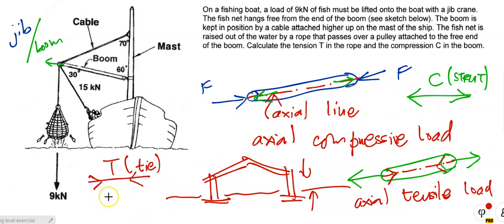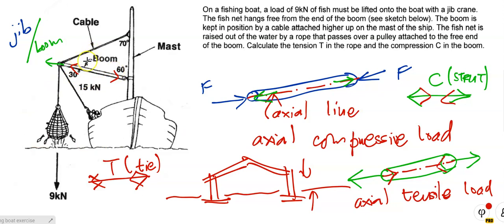If you show it the other way around, if you show a tie like that, it's going to be wrong. It's going to throw a lot of things out, and you're going to get your values wrong, your sizes wrong, and your answers wrong. If you show a strut as doing this, it's going to be wrong. You need to get it right. Okay, so the mast, the boom, is in compression. That means it's looking like so.